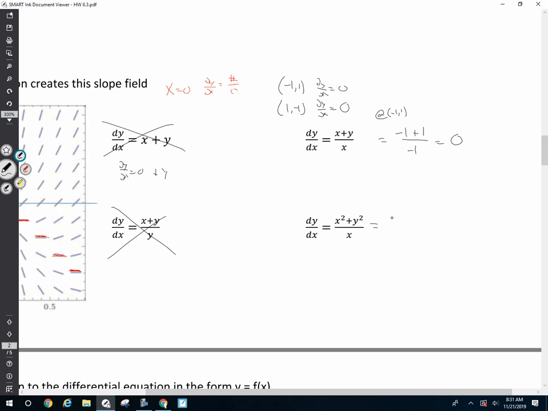If I plug in negative 1, 1 here, I should get 0. Negative 1 squared plus 1 squared over negative 1, that's going to be negative 2, not 0. That's why that's out. That's why this is the answer.